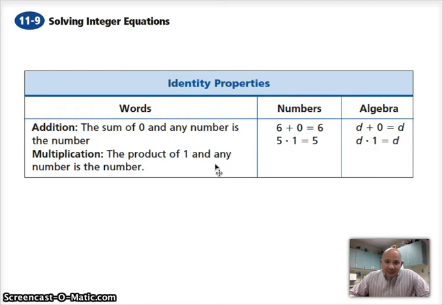In multiplication, the identity property is slightly different. What do we do in order to get that number back? Well, we multiply it by 1. 5 times 1 equals 5. And so here we have d times 1 equals d, said algebraically.